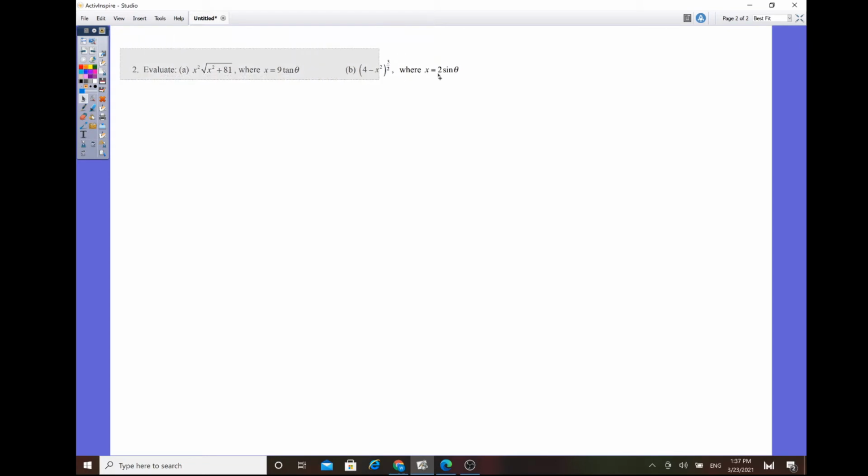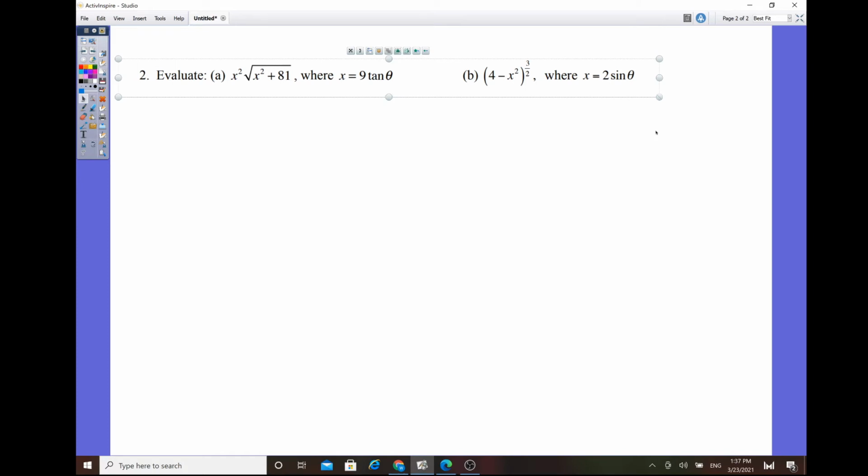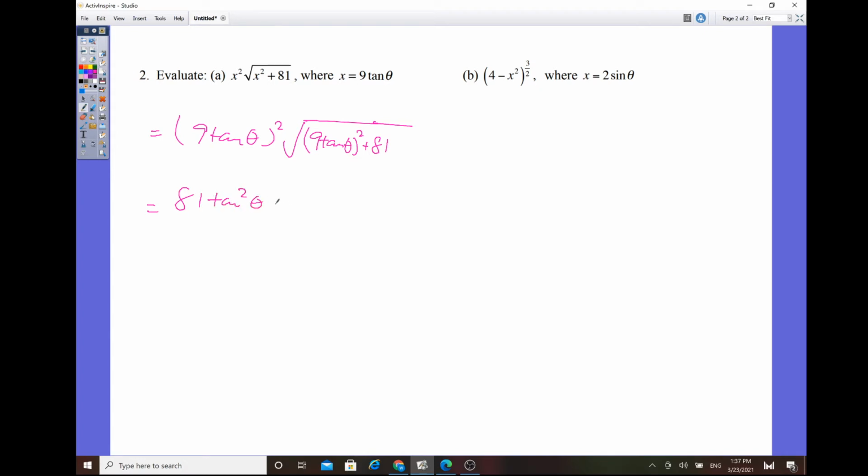So for 2a, evaluate x squared times the square root of x squared plus 81, where x equals 9 times tangent of theta. Started with the substitution here. So x, which is 9 tangent of theta, quantity squared, and then the square root of 9 tangent of theta, quantity squared, plus 81. Started with the direct substitution, and then distribute. So 81 tangent squared of theta, and then this one here is also 81 tangent squared of theta plus 81.